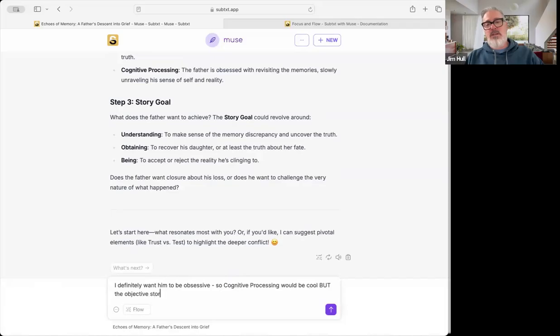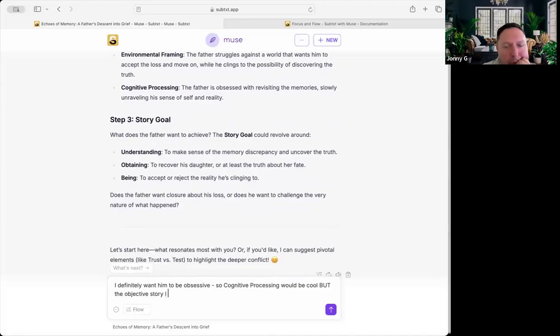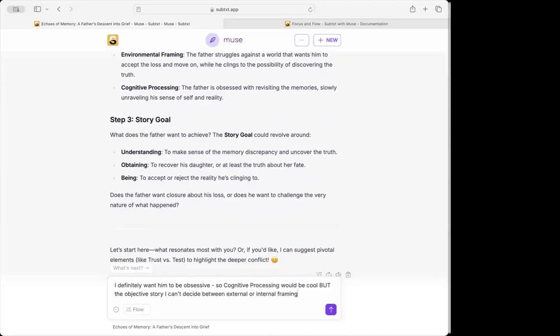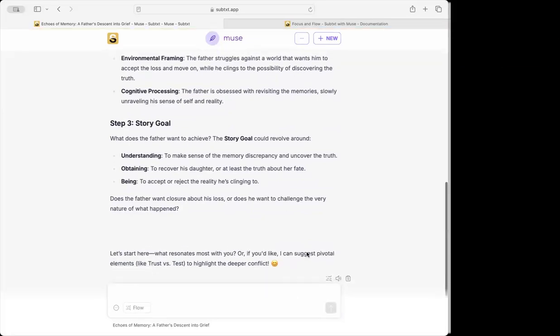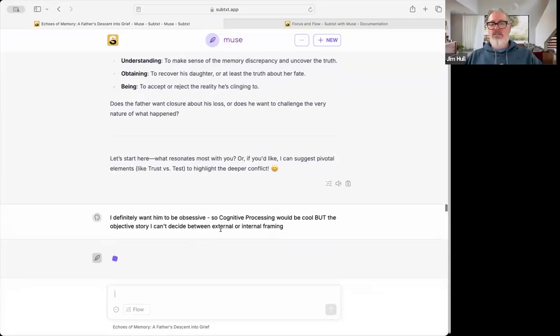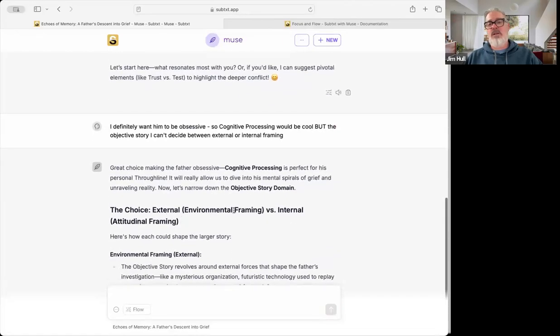But the objective story, I like framing it either external or internal. And so I'm going to try Johnny's saying external and internal framing, and it should get that the external framing is environmental and the internal is the attitudinal. So just know that it's in that same area. See, it did it automatically. So you can spell wrong as long as you're going in the right direction.